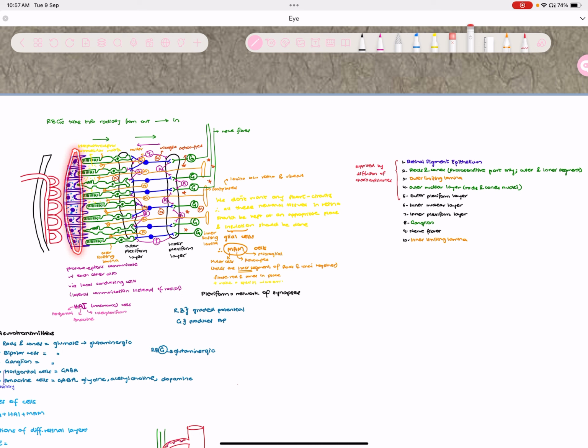After retinal pigment epithelium, we have rods and cones outer segment, which is the photosensitive part only. So this comprises the second layer, right? Photosensitive part, which is the outer segment only.